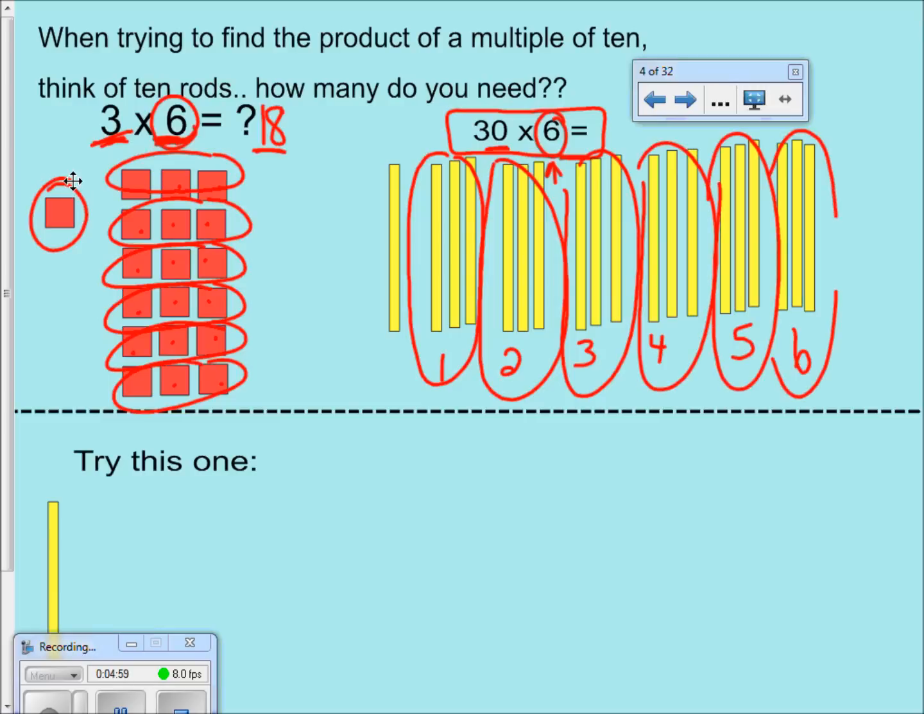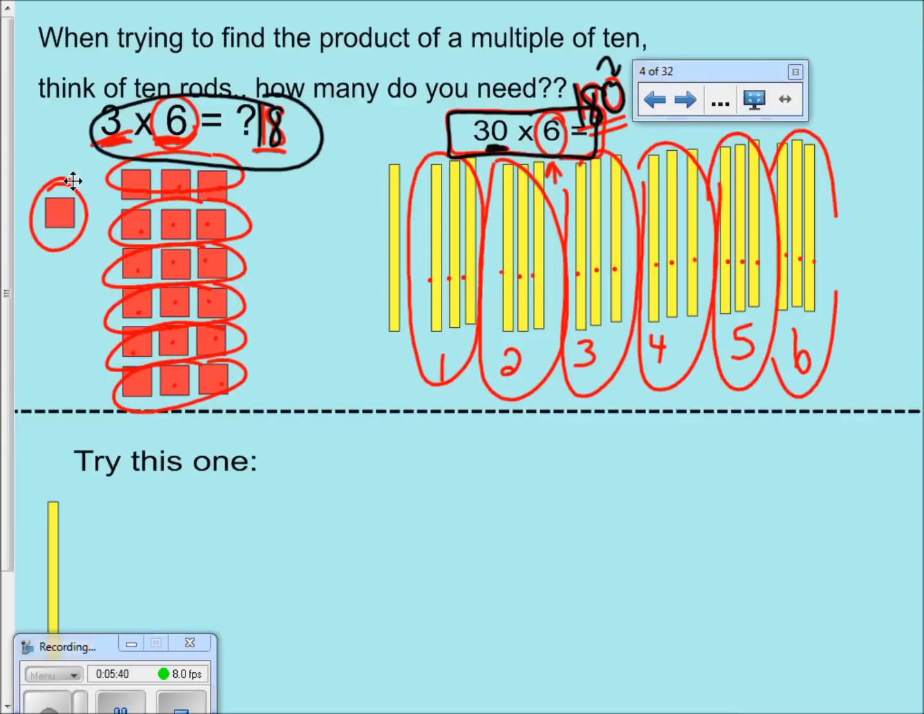Now, if I count each of my tens rods, I can find my complete answer. 10, 20, 30, 40, 50, 60, 70, 80, 90, 100, 110, 120, 130, 140, 150, 160, 170, 180. So 30 times 6 is 180. Notice how 3 times 6 over here, my answer is 18. 30 times 6, where I add a 0 to my 3 in my ones place, now 18 turns into 180. I've added a 0 to the end.